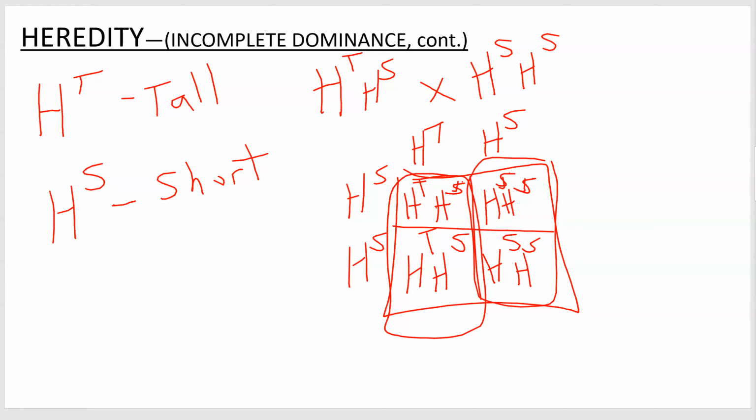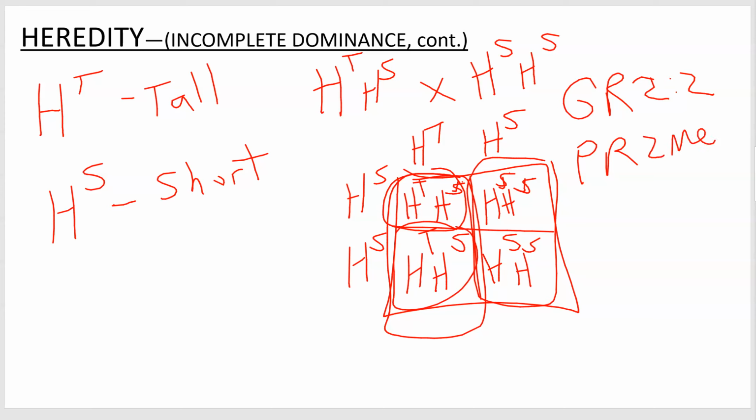So my expected genotypic ratio is 2 HTHS to 2 HSHS. And then the phenotypic ratio, there are no tall giants involved here, right? You're going to end up with two medium height giants to two short. Cool, get it? Hope so.